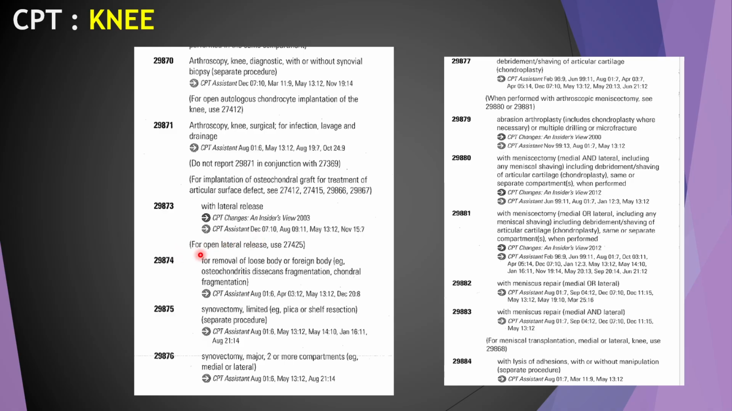Okay. And what is the parenthetical note? For open lateral release, we have to use 27425. What is here? For the open lateral release, this one is 27425. And this one is simply arthroscopic. This is an open lateral release. Okay. So the next one is 29874.